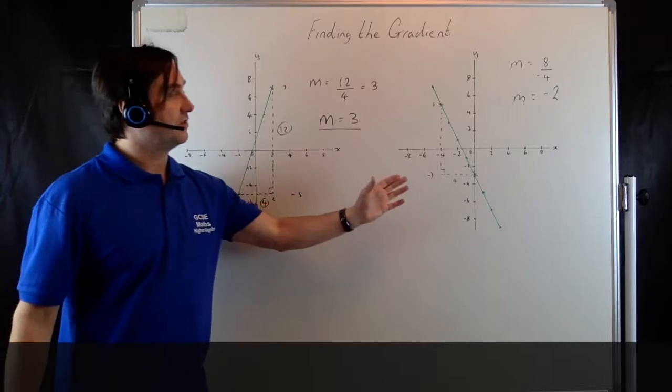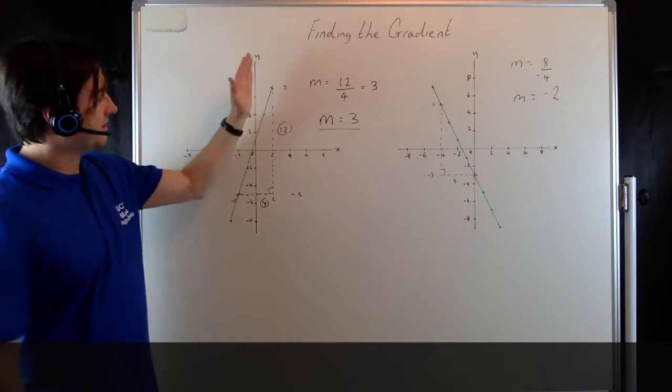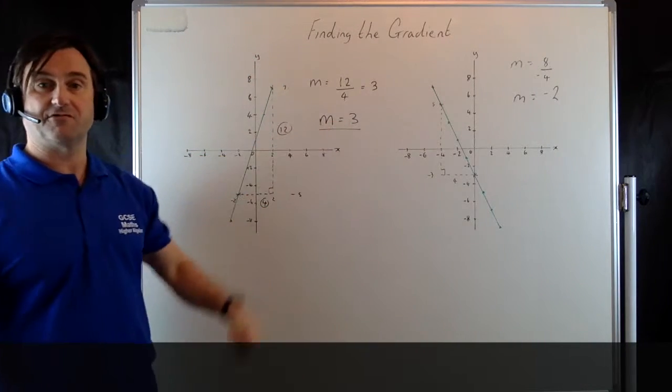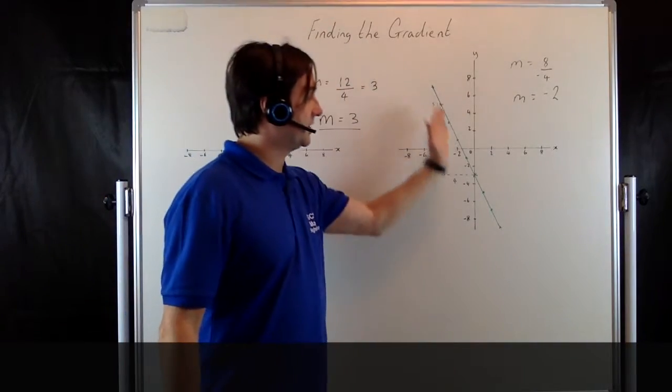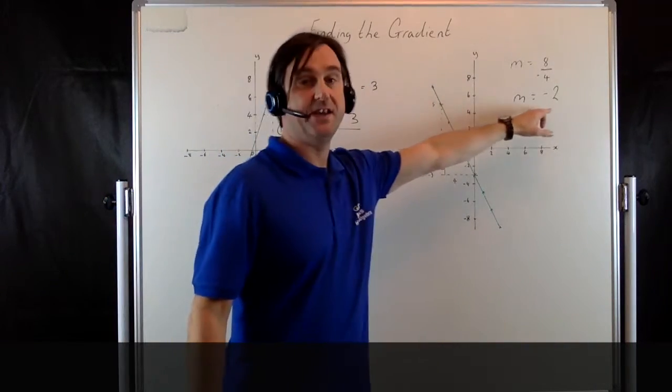Have a look at these two graphs. The first one you can see is sloping upwards, it has a positive gradient. The second one, because it's sloping downwards, has a negative gradient.